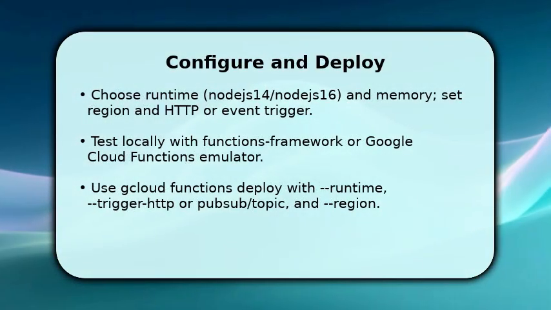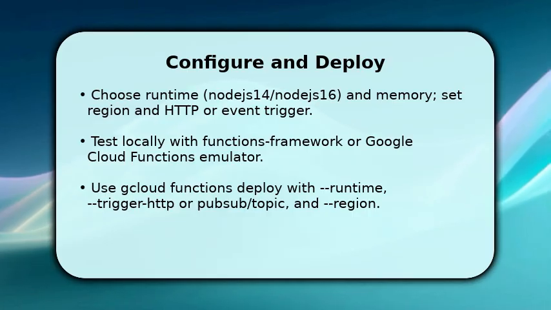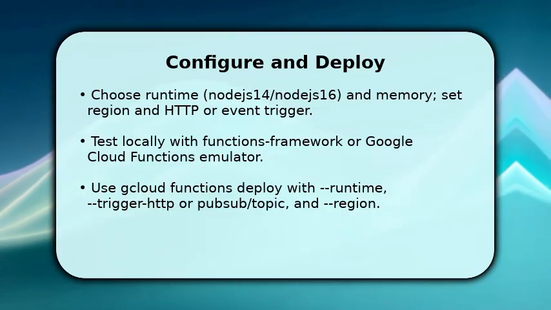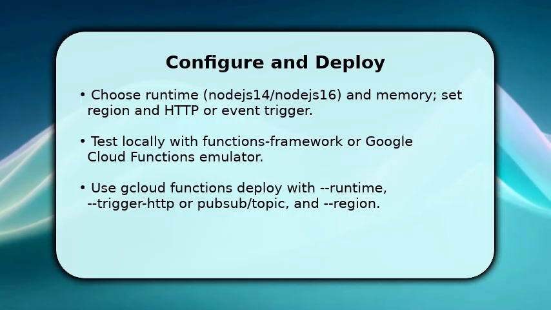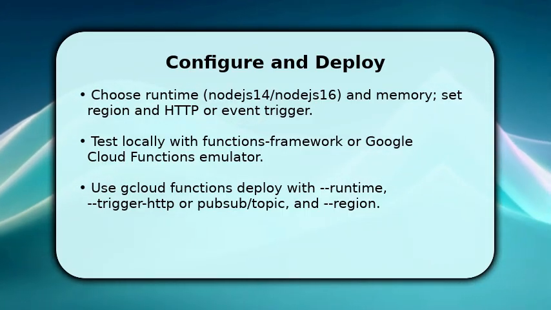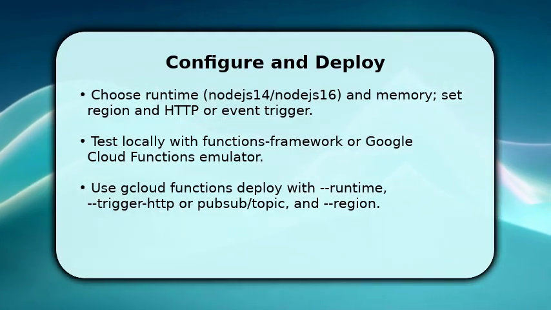Now you'll configure runtime, triggers, and permissions so the platform runs your code correctly. Choose the runtime and memory size that fits your workload and set a region close to users to reduce latency. For HTTP functions, use trigger HTTP. For background, use trigger topic or storage events. Test locally with Functions Framework to catch syntax or dependency errors before deploying.